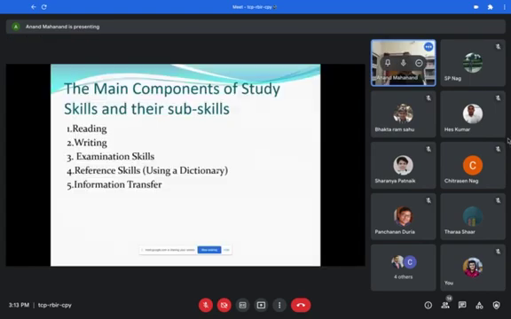Then under study skills, we have reading, writing, then examination skills. Examination skills: what to be done before exam and during exam and after exam, we'll learn that. Then reference skills. Reference skills means using a dictionary, how to use a dictionary. That we'll do in the next class. But today we'll concentrate on examination skills and information transfer. These two aspects today we are going to deal with.